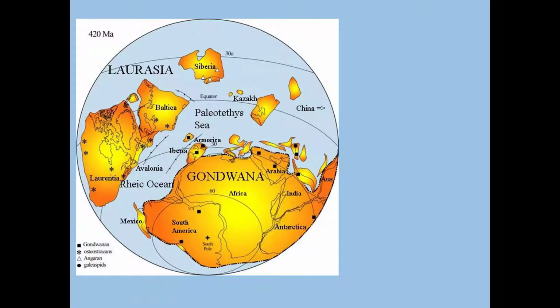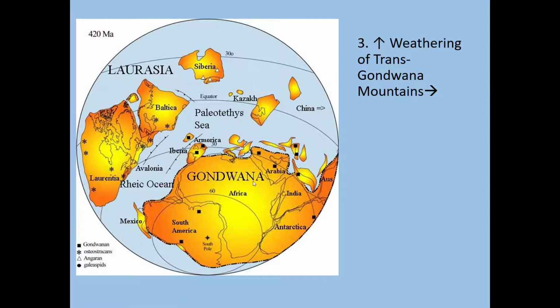Another thing that happened around the beginning of the Cambrian is the erosion of some mountains that are referred to as the Transgondwana mountains. Gondwana is a series of continents. It wasn't a supercontinent because it wasn't composed of all land, but you can see that it was composed of South America, Africa, the Arabian Peninsula, India, Australia, and Antarctica.